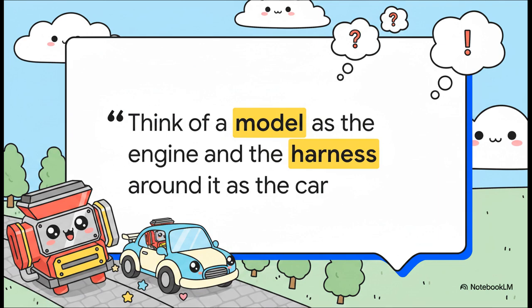Think of the AI model as just the engine. Models are basically one-shot text generators, right? You ask a question, they answer, they stop. But the harness gives them the wheels to take action, see the consequences of those actions in the real world, and actually drive forward until the problem is completely solved.